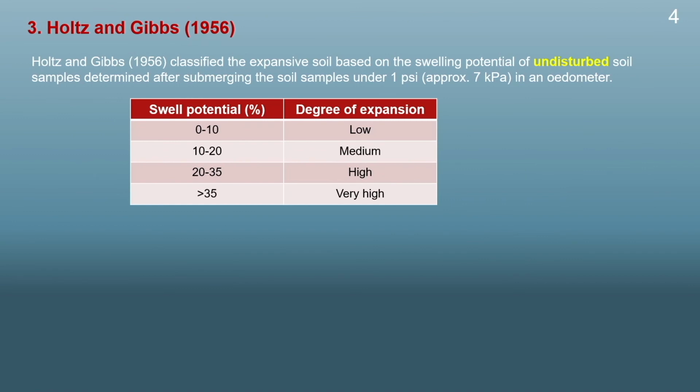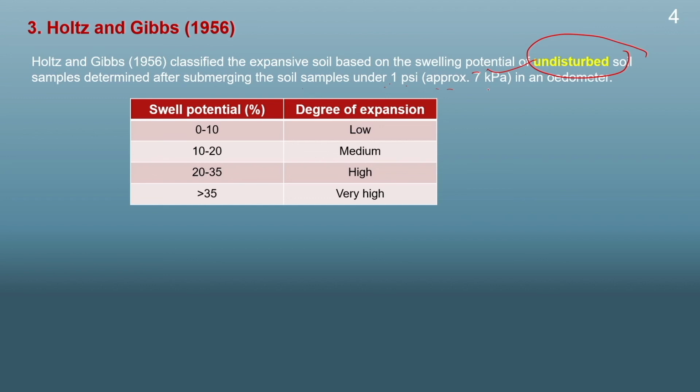Talking about different classifications, it started long back. Holtz and Gibbs classified the expansive soil based on swelling potential of an undisturbed soil sample after submerging the soil and under a 1 psi load, that is approximately 7 kPa of load in an odometer test.